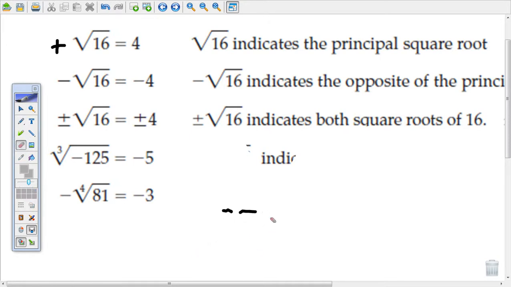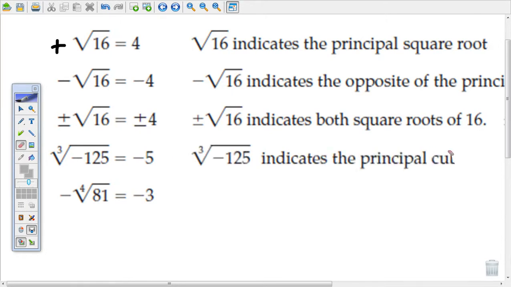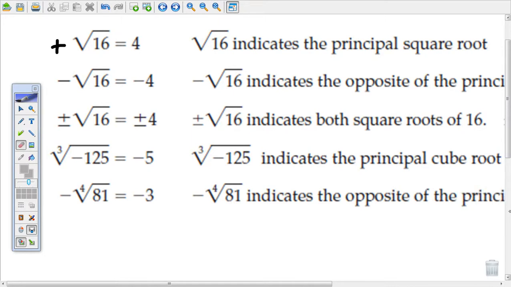See if I can erase this without bringing everything else to life. Yes. So if you have the cube root of a negative number, then we actually mean that the principal cube root is negative. And I could do the same thing with an exponent that's even, like 4, and I could still get a negative answer if I put a negative sign in the front. Questions about that?